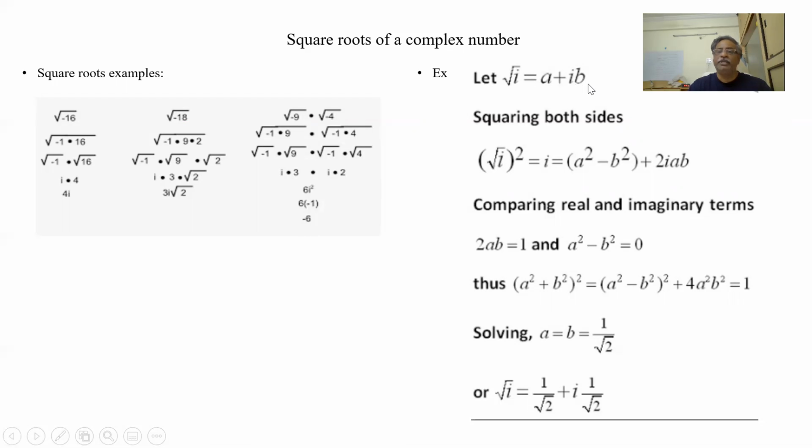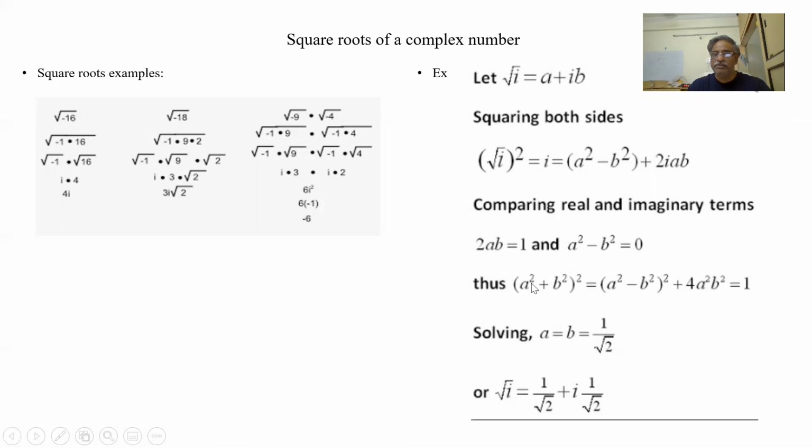Let it be a plus ib. So I am squaring both sides. This becomes i is equal to a square minus b square plus 2abi. So again we are comparing real and imaginary terms. a square minus b square is 0 and 2ab is equal to 1. From which I will get a square plus b square whole square is equal to a square minus b square whole square plus 4a square b square. That means 1 square, that is 1.